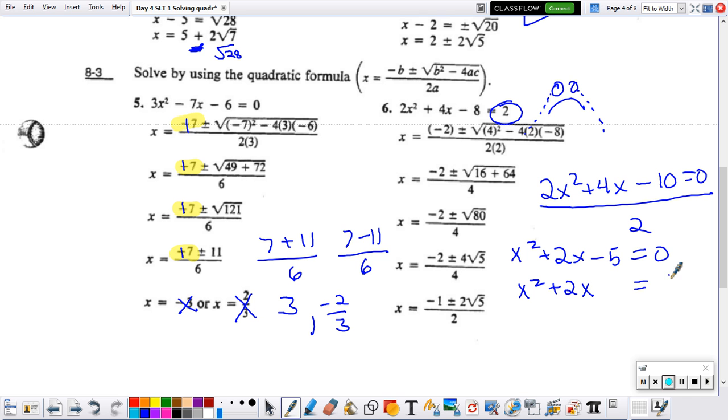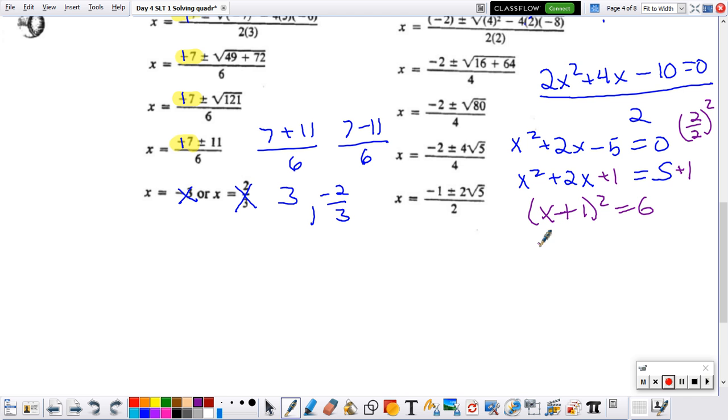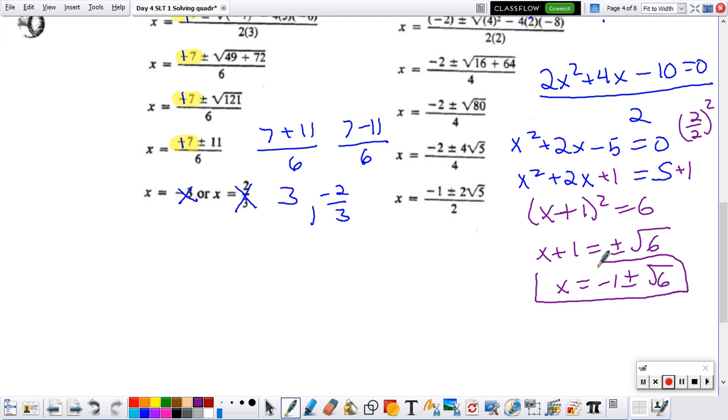So I'm going to add the 5, and then my b value here is 2. 2 divided by 2 squared, 2 over 2, so let me write that down, 2 over 2, that's just 1, so I'm just going to add 1 to both sides. Now I've got x plus 1 squared equals 6. And my final answer, take the square root of both sides, plus or minus the square root of 6. Boom. The end. Happy birthday to us.